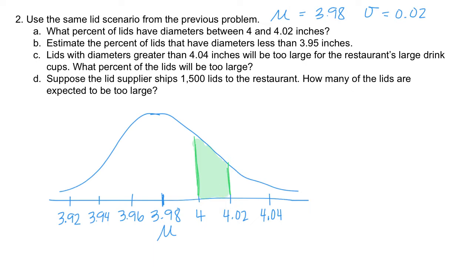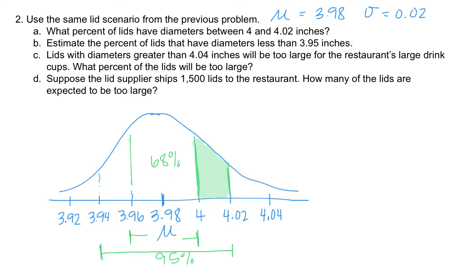Okay, so we still are using the 68, 95, 99.7 rule, the empirical rule. I know that from here to here, 1 standard deviation above and below the mean, that's 68%. So I'm going to mark that up here, 68%. And then if I go 2 standard deviations, from here all the way to here, that's 95%. I'll mark it down here, 95%.